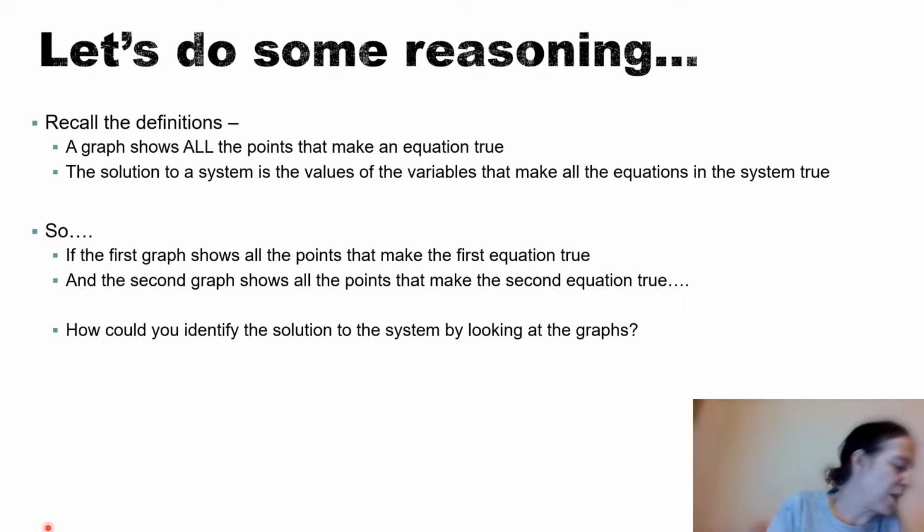I'm going to put a question in the video at this point because I want you to think about this and come up with what you think the solution to the system would be if you look at your graph. Keep in mind what I just put up there. The first graph shows all the points that make the first one true. The second graph shows all the points that make the second one true. And the solution is the points that make all of them true, or in this case, both. Take a moment and reason that one out.